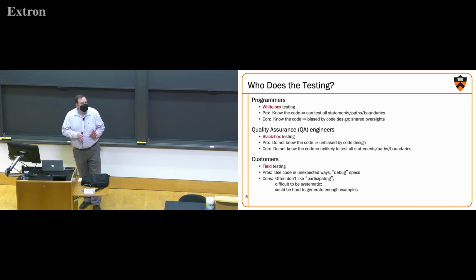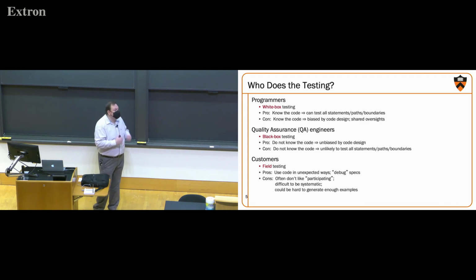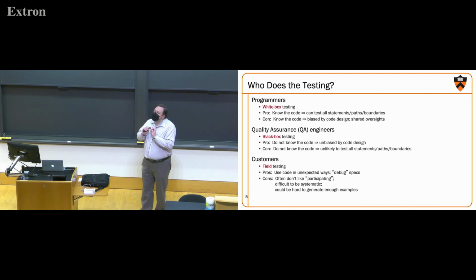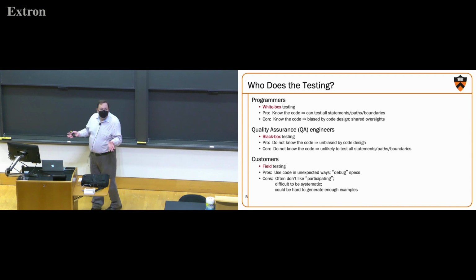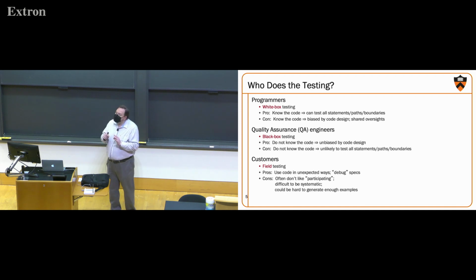So this leads to a strategy called black box testing, where the code is tested by a completely separate set of programmers known as QA engineers. They are unbiased by the code design, so they can think about this from the specification point of view and start developing test cases based on what the code is supposed to do, not what the code actually does. On the other hand, because they don't know the dirty little secrets buried in the code, they can't design test cases that test all of those sketchy things that you wrote the code to do.